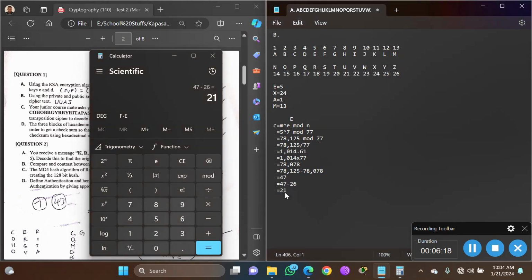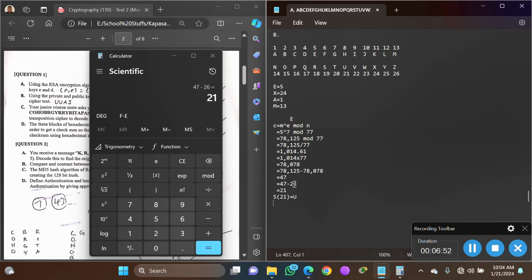Then we say S to represent substitution. So substitution of 21 from the alphabet. When we substitute 21 from the alphabet, we get which letter? As you can see, it's U. So there you say U. It means that we have encrypted the first letter, which is E, from the word exam, which is now becoming U. Another way of wrapping around is, instead of saying minus 26, you can just count up to 47.